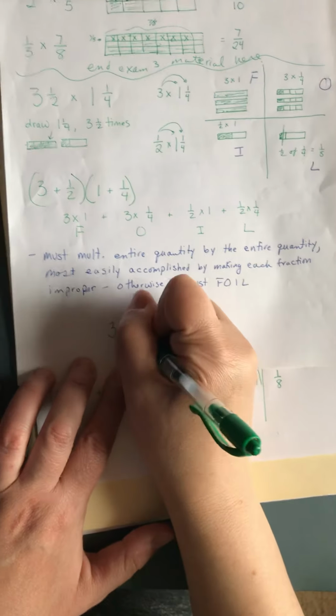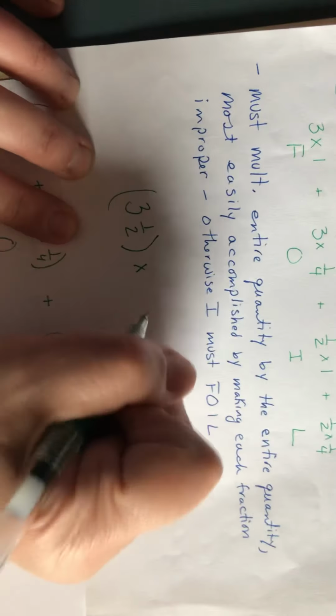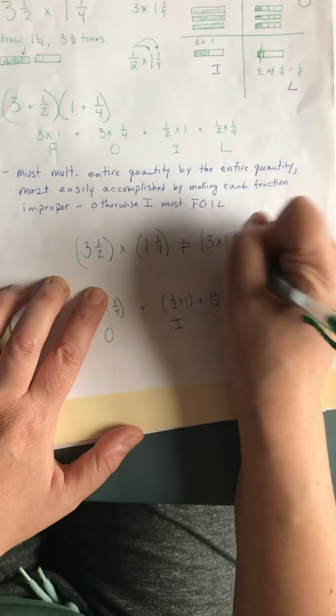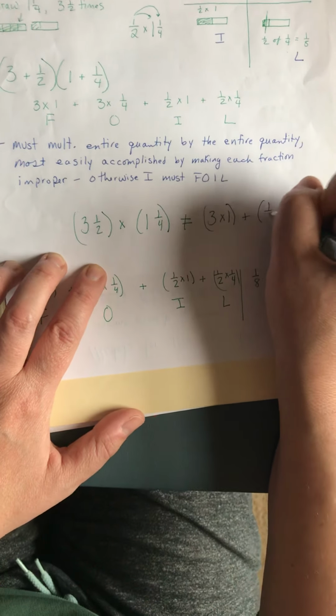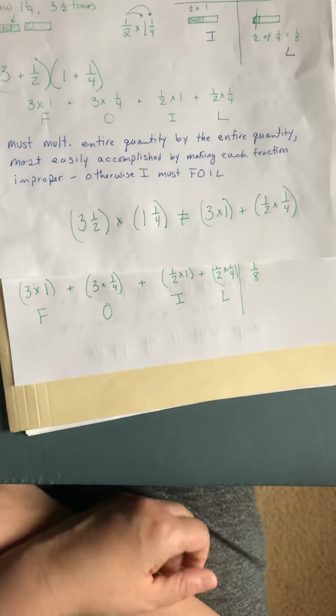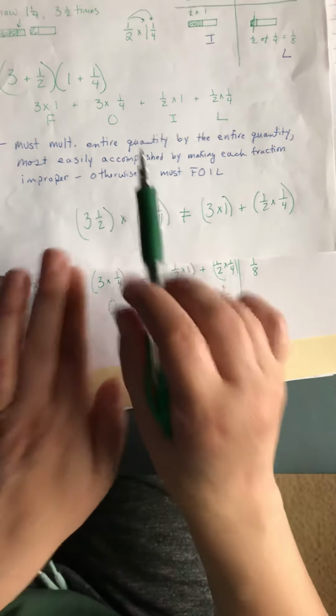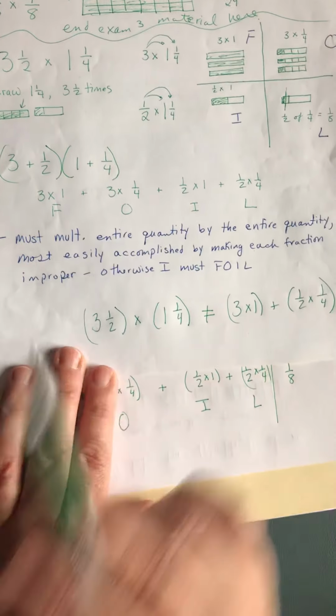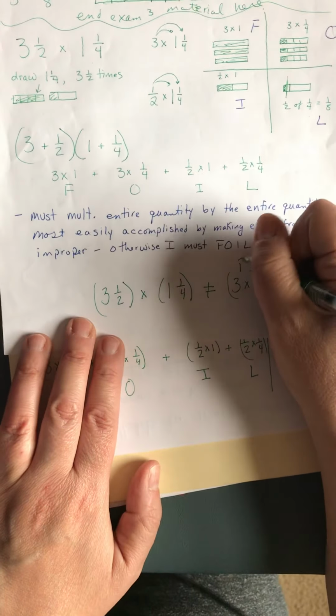But let me just say one more thing. People in our class aren't taking the final, but I always had a question on the final asking why it's not allowed to just multiply the whole numbers, multiply the fractions, right? And I would say, why isn't that okay? And the reason it's not okay is you missed the outside, inside in your FOIL. This is just first and last. That doesn't work.